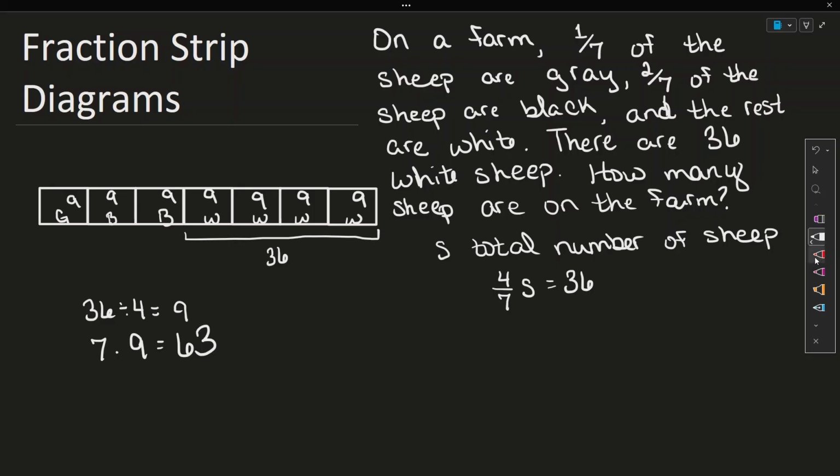I can divide both sides by 4. When I do, that 4/7 becomes 1/7s. And 36 divided by 4 is 9. I would then multiply both sides by 7. And when I do, I would get S is equal to 63. Again, the strip diagram and the equation match.